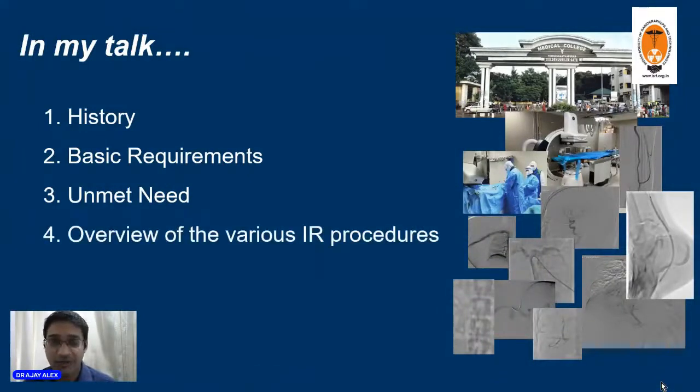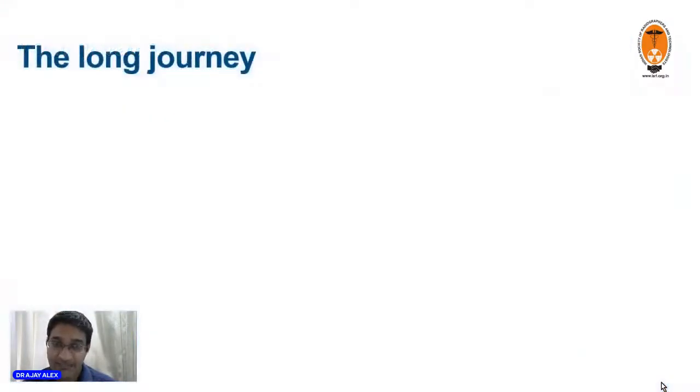And I'll take you briefly across the various IR procedures, especially for the benefit of youngsters who are joining today. I'll also share with you certain concerns that the specialty at large faces as well.